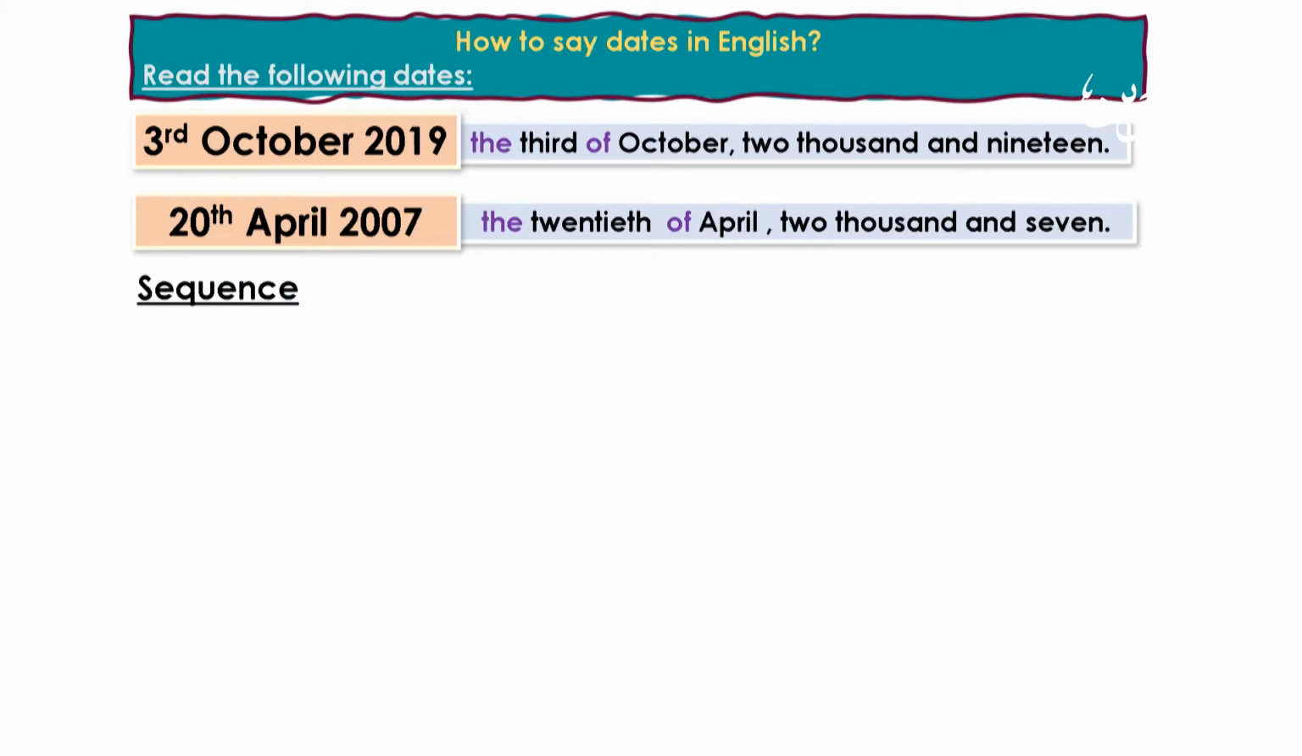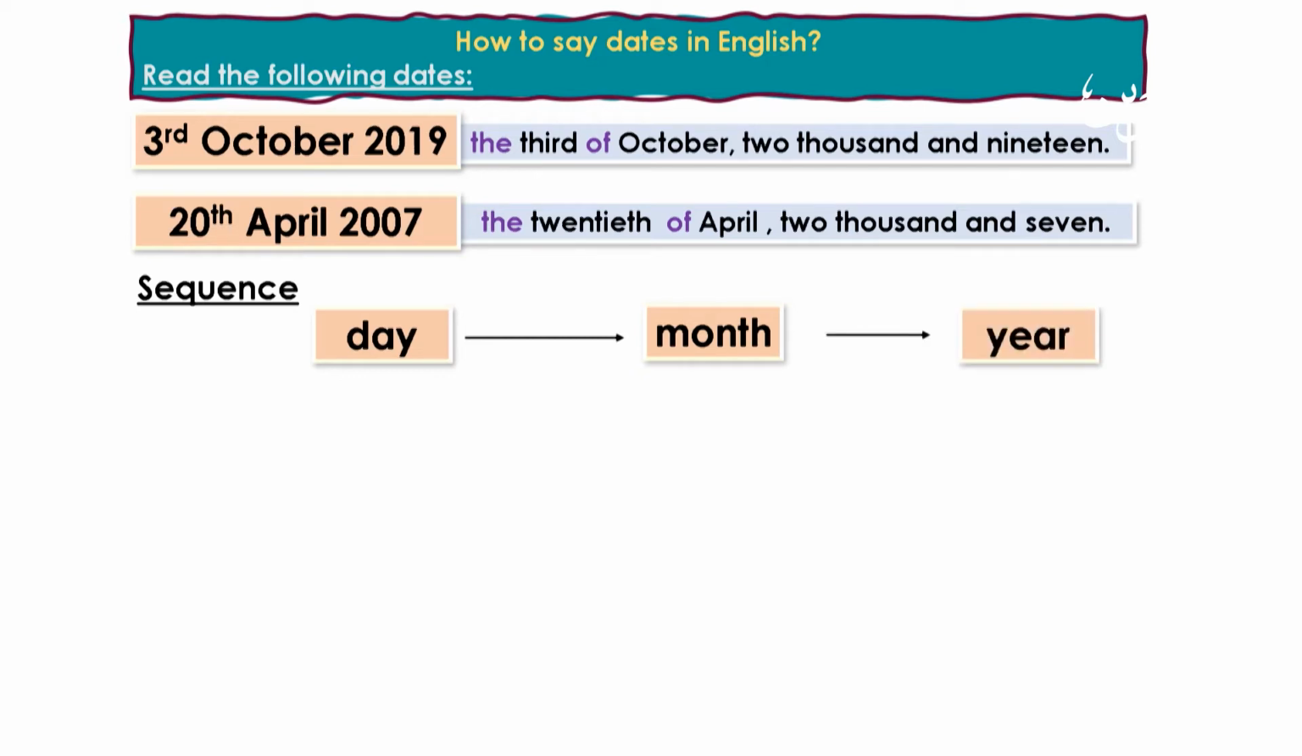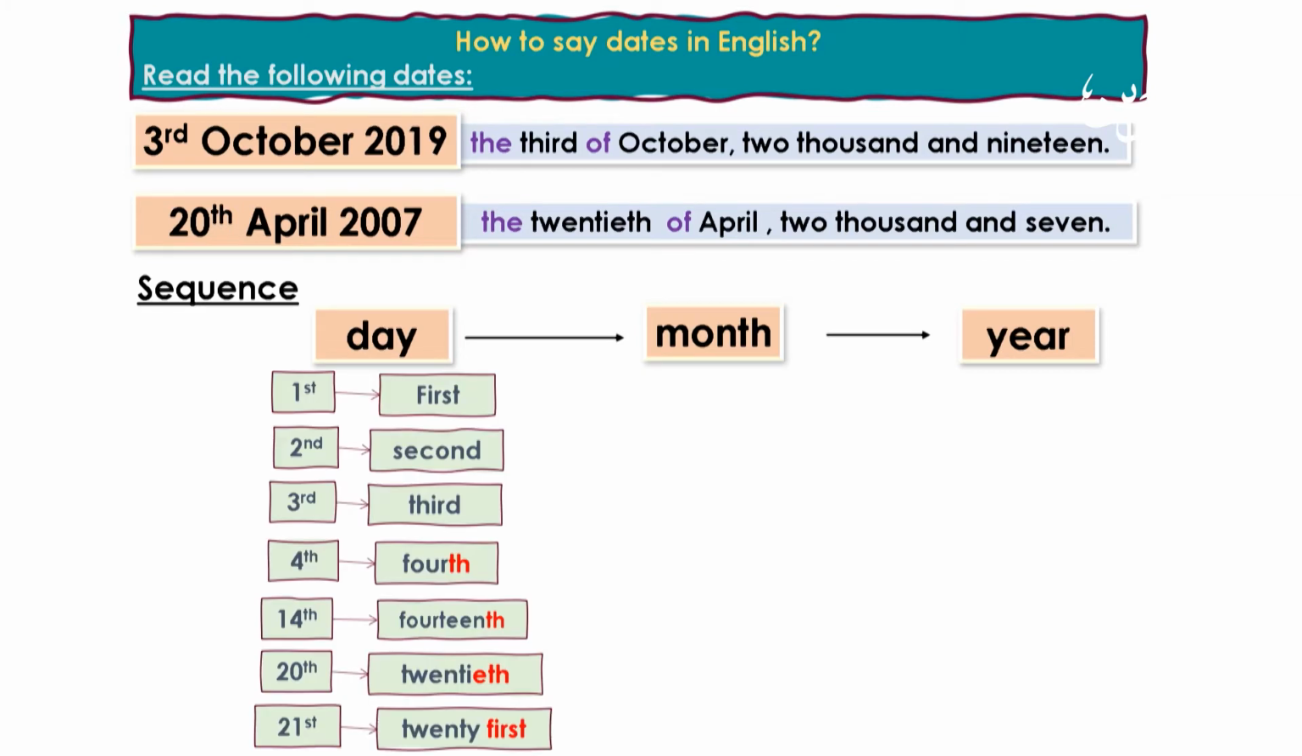There is a sequence that we need to follow in order to say the dates. First, we will start with the day. And then we are going to mention the month, and last we are going to mention the year. This is how we are going to say the dates.